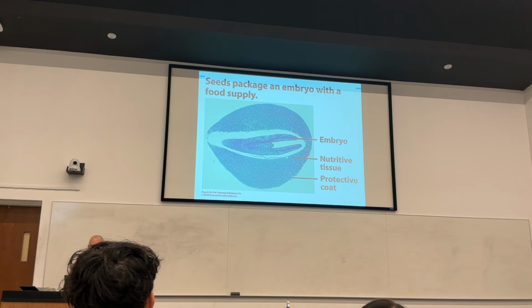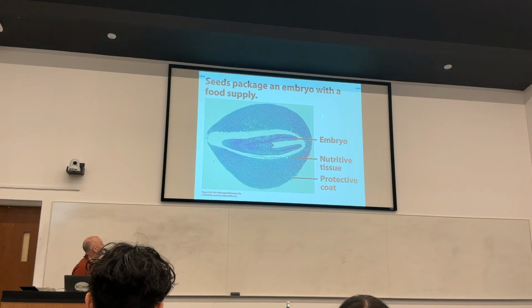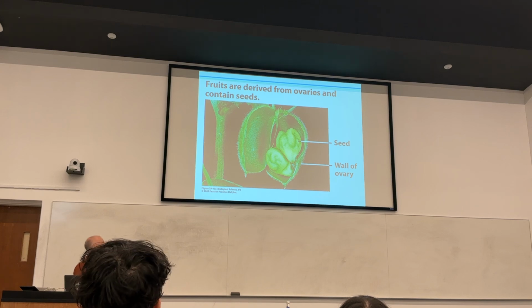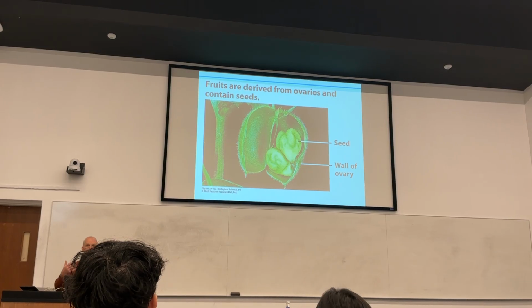That's just energy waiting to be consumed by that embryo. All right? That is surrounded by the ovary. That ovary can be modified in different ways. It can produce a pod that protects the seed. So when you eat beans, that's what you're eating. You're eating that modified ovary. Okay? When you eat zucchini, you're eating a modified ovary.